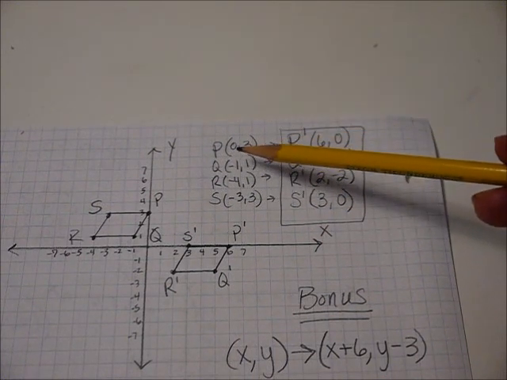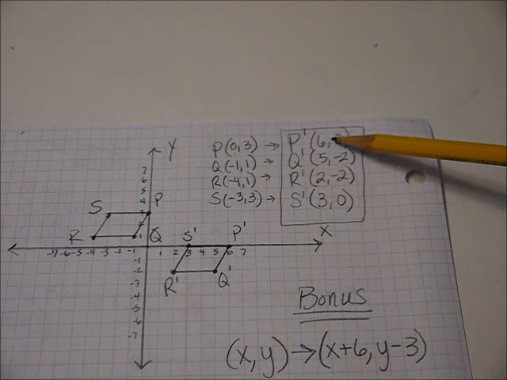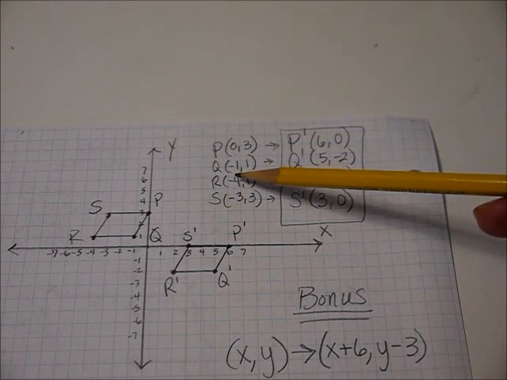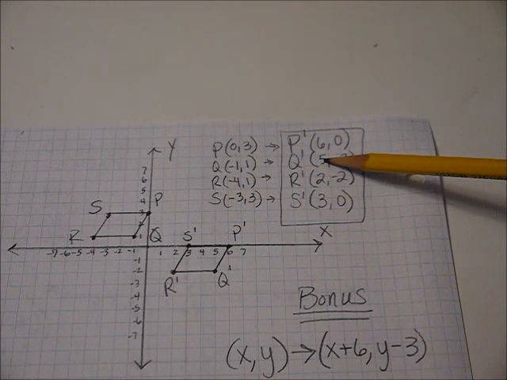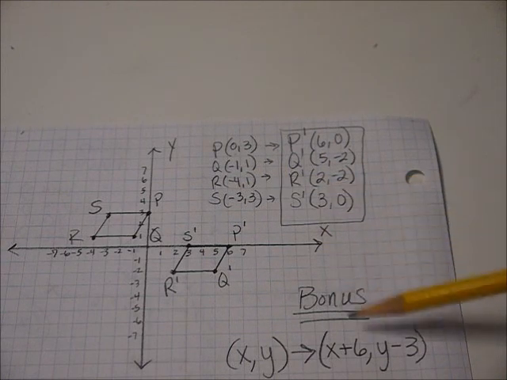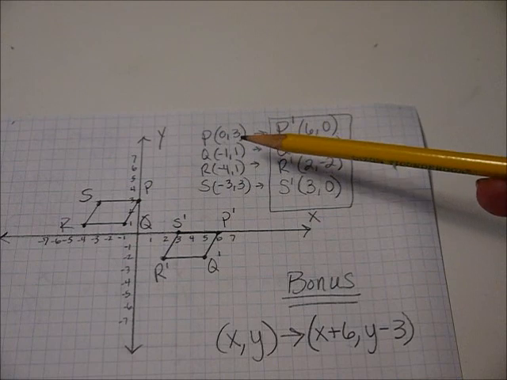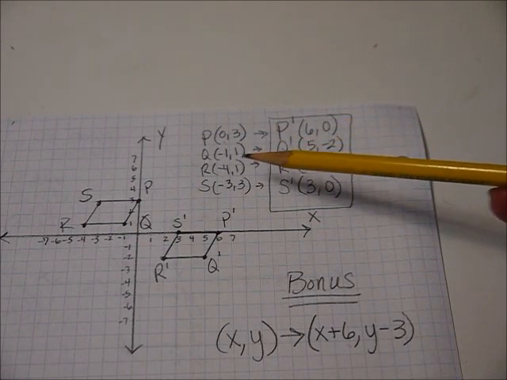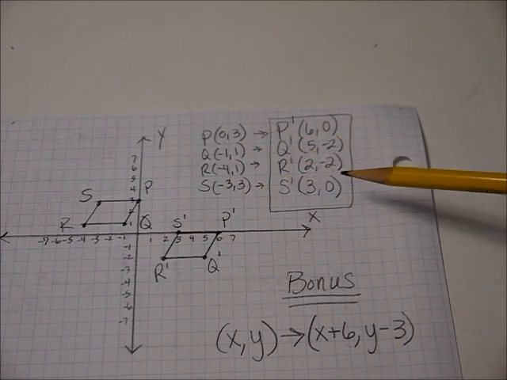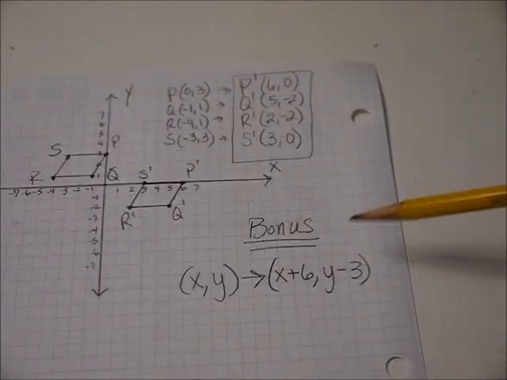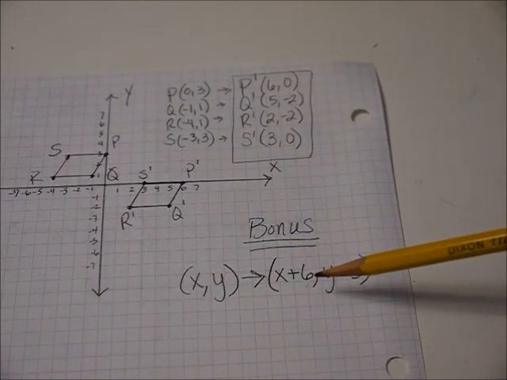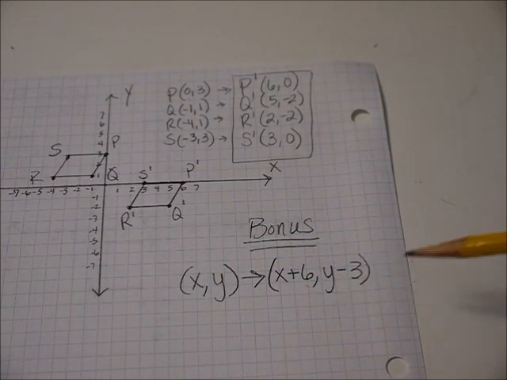And I want you to notice that when we do 0 plus 6, negative 1 plus 6 is 5, negative 4 plus 6 is 2. So every x value added 6. Every y value went down 3. 1 minus 3 is negative 2. So our rule was (x, y) became (x plus 6, y minus 3).